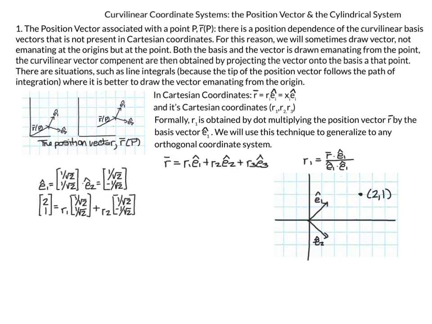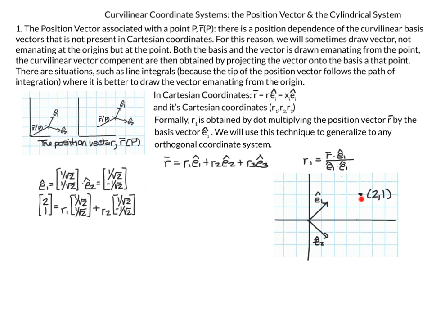and E2. So I made E1 to be (1/√2, 1/√2), and E2 to be (1/√2, -1/√2). So essentially, they point in the direction (1, 1) and the direction (1, -1), but I wanted unit vectors, so I had to scale them with this 1/√2. I had to scale them by their length to make them unit length.